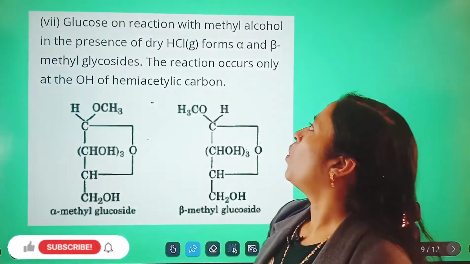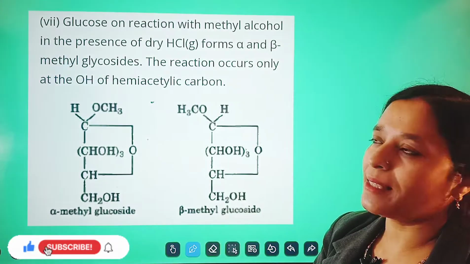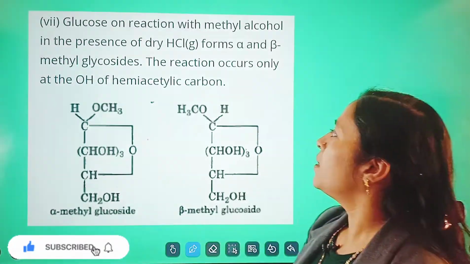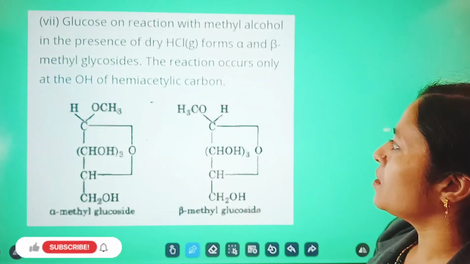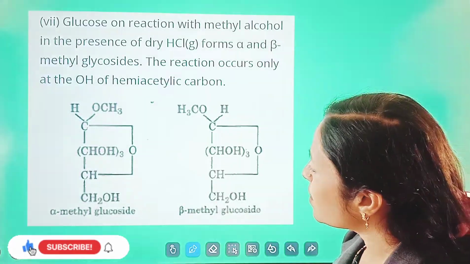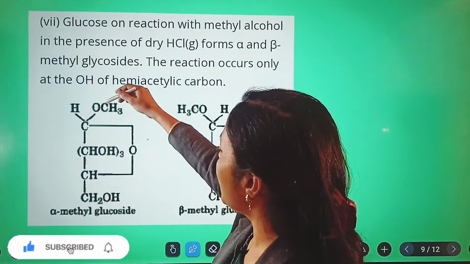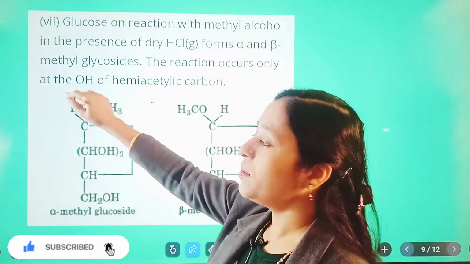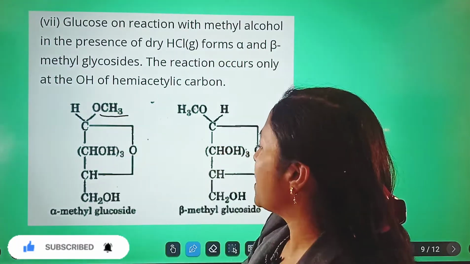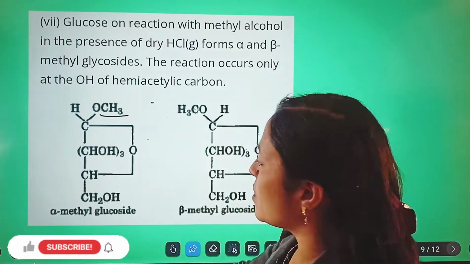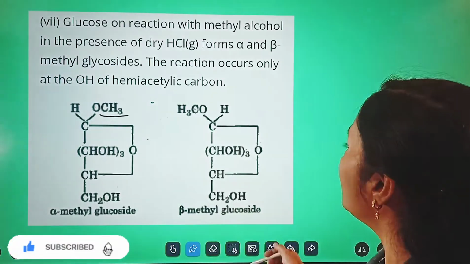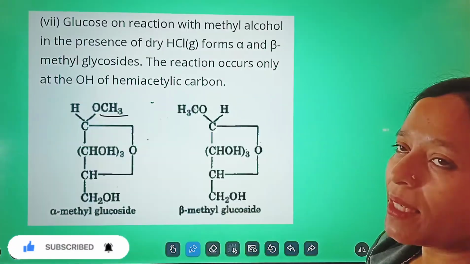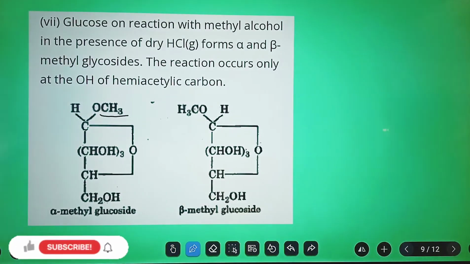Glucose on reaction with methyl alcohol in the presence of dry HCl gas forms alpha and beta methyl glycosides. The reaction occurs only at the OH of the hemiacetal carbon atom. So you can see in this structure, by replacing one H, the OCH3 group has come here, and it has combined like this. It is known as alpha methyl glucoside, and when the methyl group is on the other side, then it becomes beta methyl glucoside. So I hope it's clear what the difference is between alpha methyl glucoside and beta methyl glucoside.